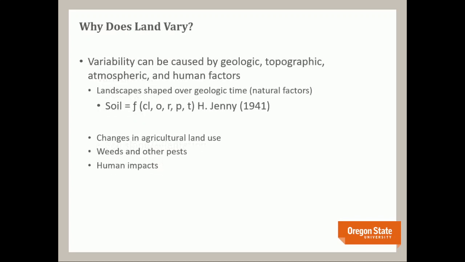Why does the land vary? Variability can be caused by geological, topographic, atmospheric, and human factors. The landscape is shaped over geological time, which is a natural factor. Soil is actually a function of climate, organisms, relief, parent material and time, as presented by Jenny in 1941. Root zone changes in agriculture, land use, weeds and other pests, and human impacts also cause variation in the land.